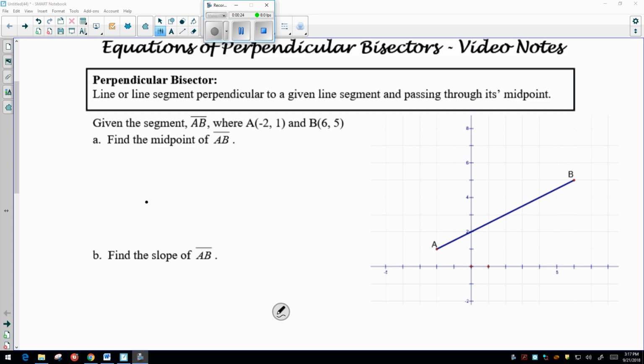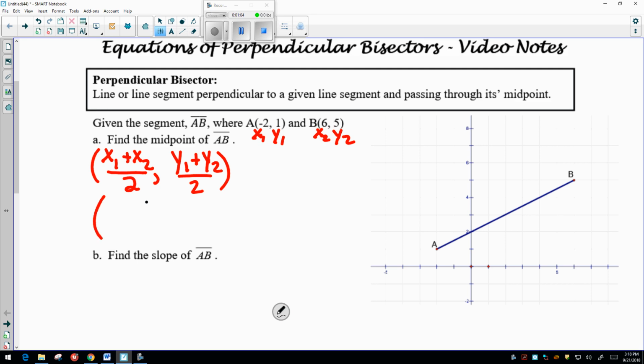So right now we are given the segment AB, and we have the coordinates (-2, 1) and (6, 5). In order to figure out the equation of a perpendicular bisector, we have a 4-step process. The first step is to find the midpoint of AB. Reminding ourselves of the midpoint formula, it's in your flip book, it's in your previous notes. We are averaging the x coordinates, averaging the y coordinates. So I'm going to label this as x1, y1, and this is x2, y2.